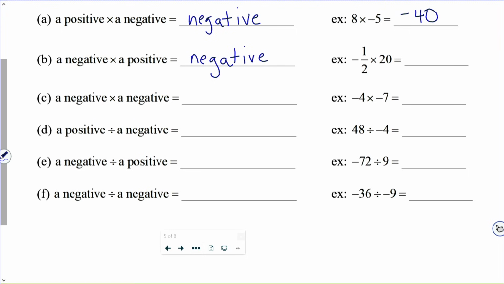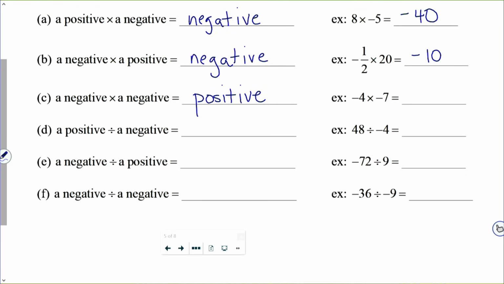So here our example is negative 1/2 times 20. Well, 1/2 times 20 would be 10, so negative 1/2 times 20 would be negative 10. All right, so letter C, a negative times a negative. Well, now since we have a negative times a negative, anytime the two numbers in a product or a quotient have the same sign, then their product or quotient will be positive. So a negative times a negative is a positive.